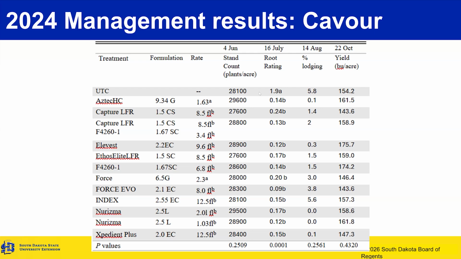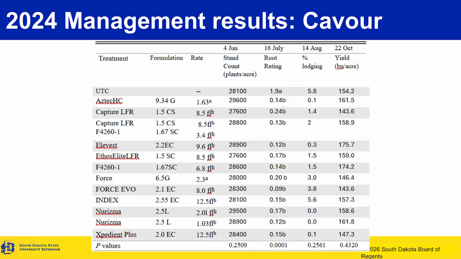And what we see, nothing with the stand counts stood out for us. For our root ratings in 2024, and remember this is where almost all of our locations had reduced rootworm pressure, Cavor still had some pretty good pressure. We are at a 1.9, so we were looking at 15% yield loss, just about into that 30% yield loss.